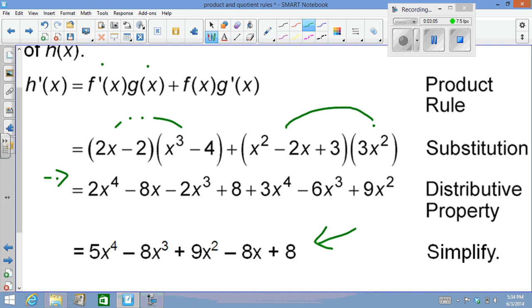If I had actually just multiplied it out and then taken the derivative using the power rule, I would end up with the same thing. But sometimes it's easier to use the product rule, and sometimes it's not. When you're in calculus next year, you'll figure out what's a better circumstance, but we're not going to worry about that right now. We're just going to use the product rule.